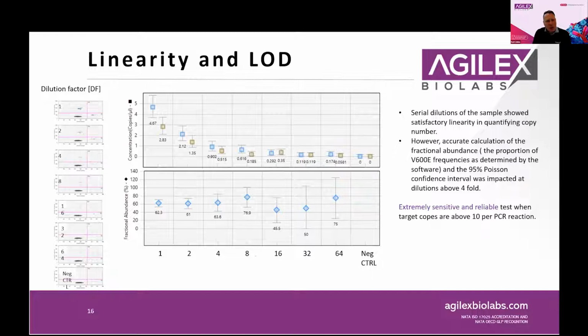So the next thing that we went in and did was to have a look at linearity. We took our sample and serially diluted it from neat right down to 1 in 64. What you can see from this top graph is a really good linear range from neat right down to 1 in 4. But then it started tapering off after a 4-fold dilution, and became less sensitive. And the fractional abundance started wobbling also around about 4-fold dilution.